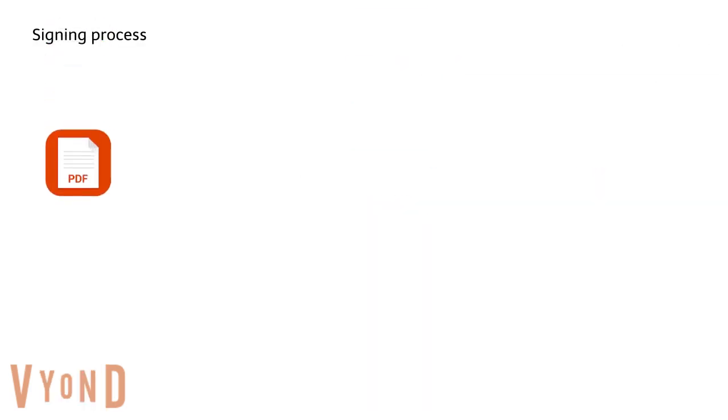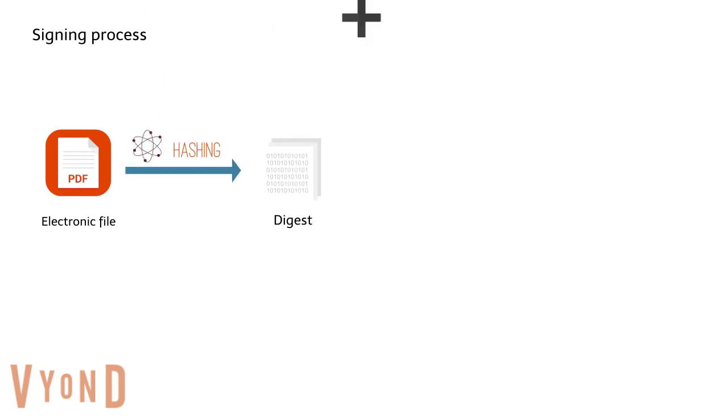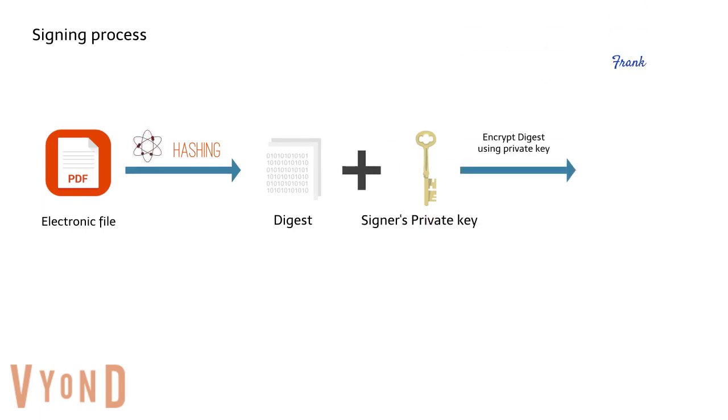To digitally sign a file, a signer first hashes the file to generate a digest. Then the signer uses his or her private key to encrypt the digest. The encrypted digest is the digital signature of the file.